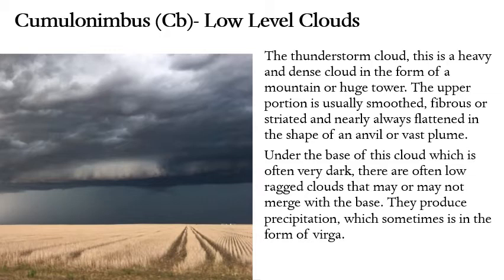Under the base of this cloud, which is often very dark, there are often low rugged clouds that may or may not merge in the base. They produce precipitation which sometimes is in the form of virga. So again, a virga is a visible streak of precipitation that looks like the clouds are falling.